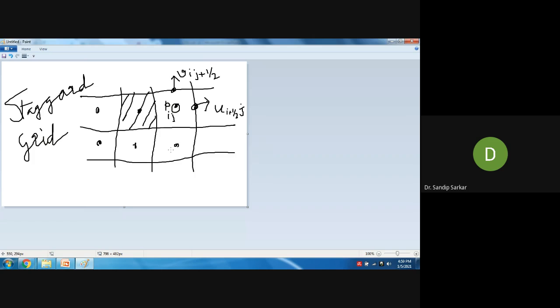Velocities and pressures are not specified at the same point. They are specified at different points in the same cell. In the same cell, pressure is specified at the cell center, velocities are specified at the cell faces. Clear? Any question? I am expecting more questions from you people.